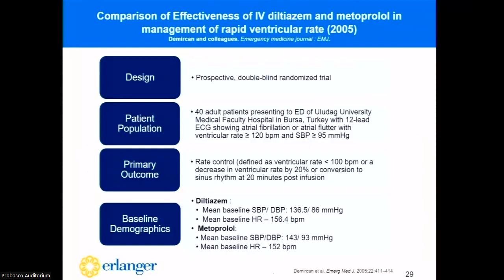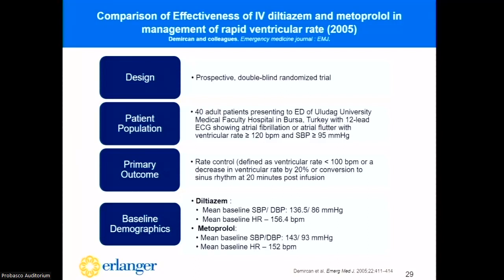Our other trial is conducted by Demirkin and colleagues. This was done in 2005, again, comparing effectiveness of IV diltiazem and metoprolol in rapid ventricular rate. This was a prospective double-blind randomized trial. They looked at 40 adult patients presenting with confirmed atrial fibrillation, heart rate greater than 120 beats per minute, and systolic blood pressure greater than 95.